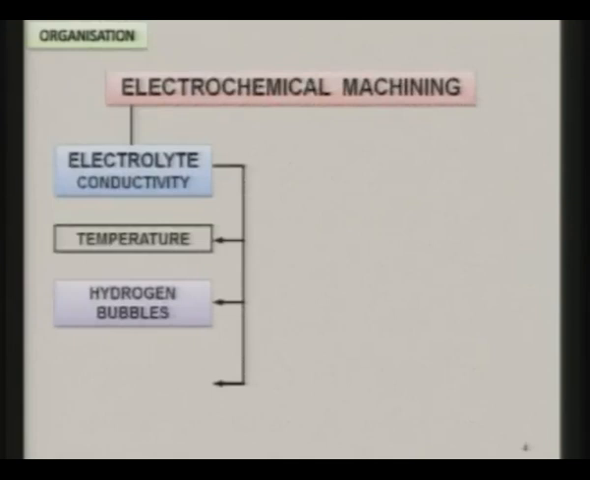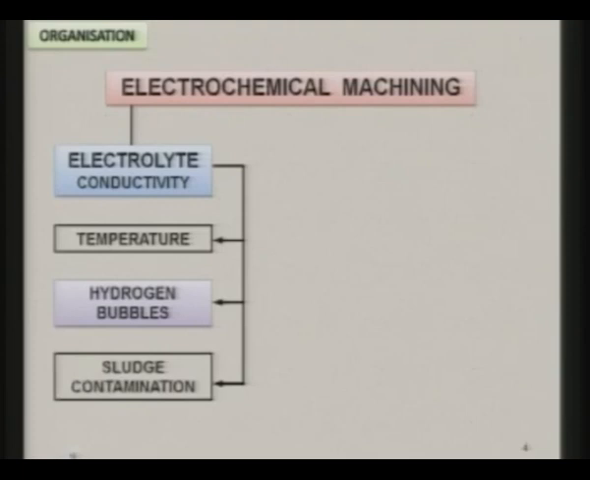I will also discuss the electrical conductivity of the electrolytes, what are the effects of temperature, hydrogen bubbles or gas bubbles evolved during the process on the electrolyte conductivity, and sludge contamination of the electrolyte, which directly affects the conductivity of the electrolyte, which also affects material removal rate, the anode shape that is going to be obtained, and finally, the design of the cathode, that is the tool.